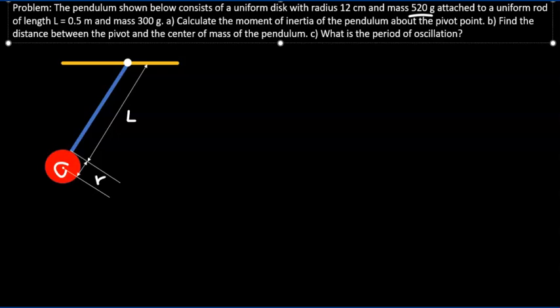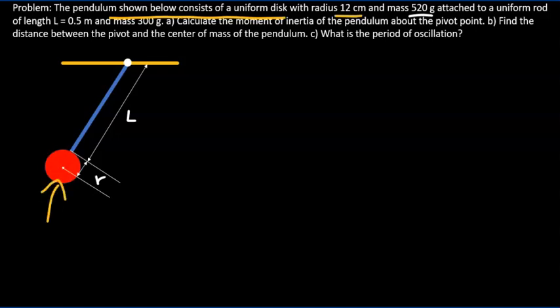Now let's get to the problems. Problem 1. The pendulum shown below consists of a uniform disc, so that's this one, with radius 12 cm and mass 520 grams attached to a uniform rod of length 0.5 meter, that is this one, and mass is 300 grams. Calculate the moment of inertia of the pendulum about that pivot point. So let's do part A first.